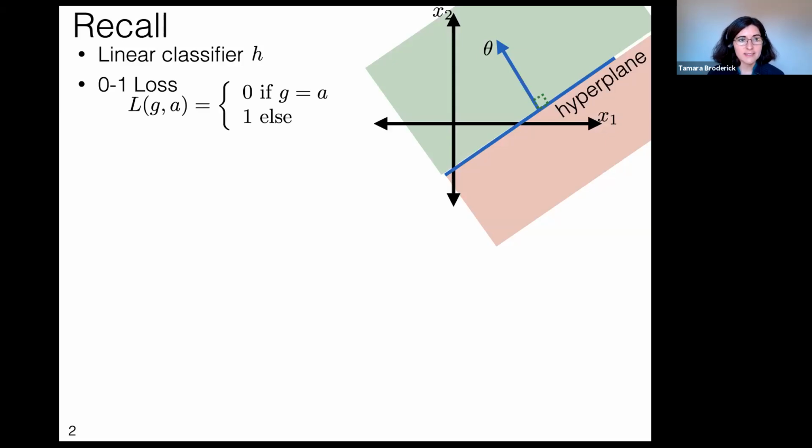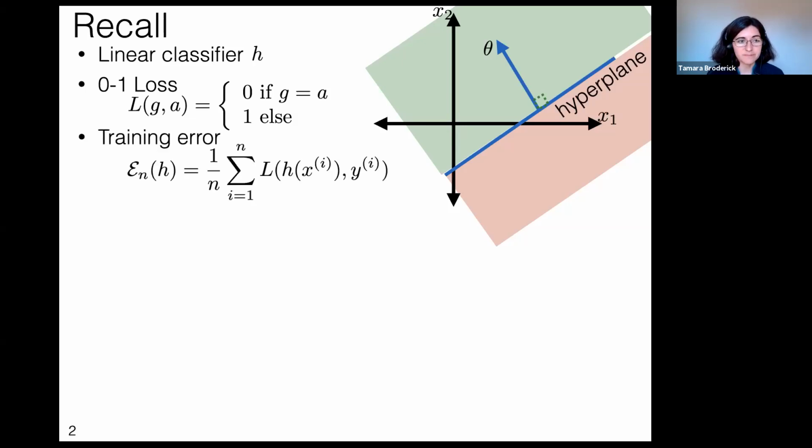Now, when we want to ask, how well is this linear classifier doing on some data, we have to talk about some kind of loss. In classification, we've been focusing on the 0-1 loss, although, again, that's not the only loss that you would use in classification. We talked about the asymmetric loss. Here, we're saying that if our guess is equal to the actual value, then we get a loss of 0, which is the best. And if we're wrong, then we get a loss of 1. And so we talked about how we can look at training error, which tells us the average loss over our training data points, as one way to look at how well our classifier is doing. And actually, it's something we've been using in our classification algorithms.